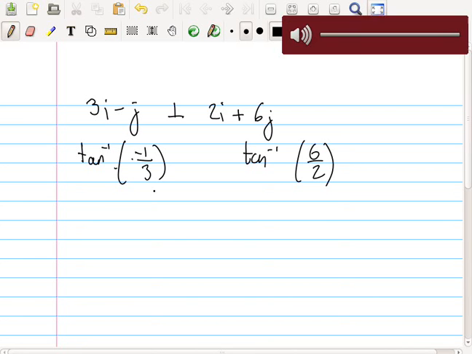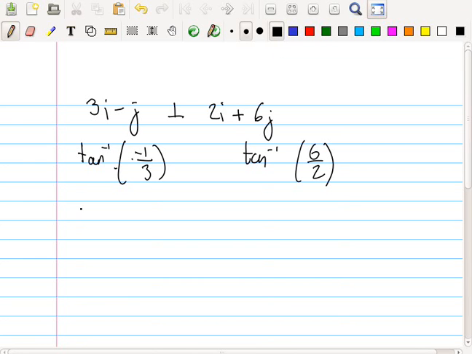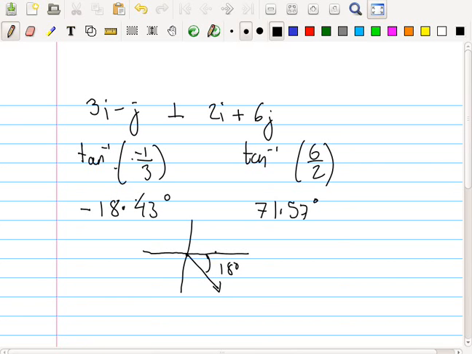The first one is minus 18.43, so about 18. And what's the other one? 71.57. Perfect. So if I was to draw this one, the first one is minus 18 about, so that's like down 18 degrees here. Then the other one is 72 degrees, so that would be like here, 72 degrees.